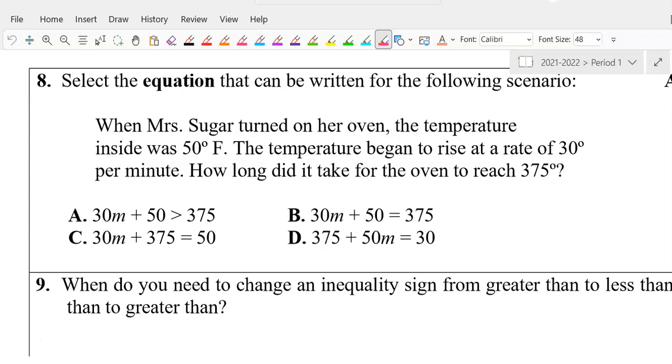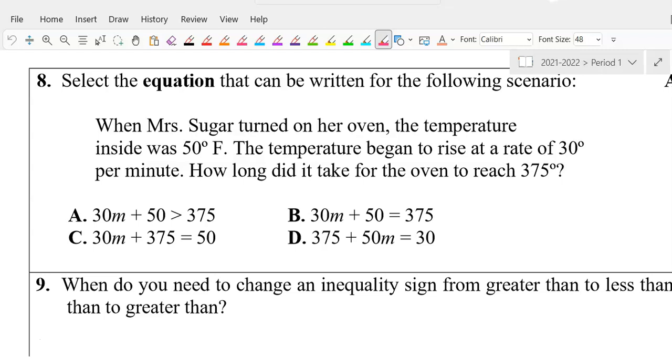Select the equation that can be written for the following scenario. When Mrs. Sugar turned on her oven, the temperature inside was 50 degrees. Now, what I recommend is going sentence by sentence. That's the way my brain works. If you have your brain working a different way on word problems, you can. But I like to go sentence by sentence and write down the facts that we know.